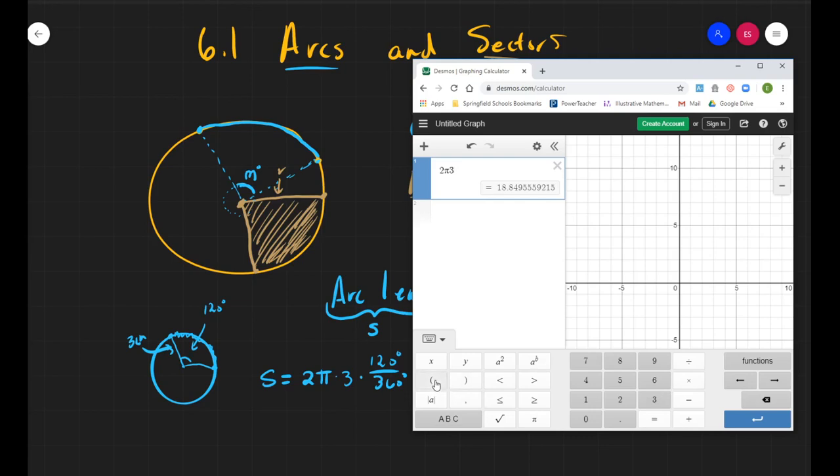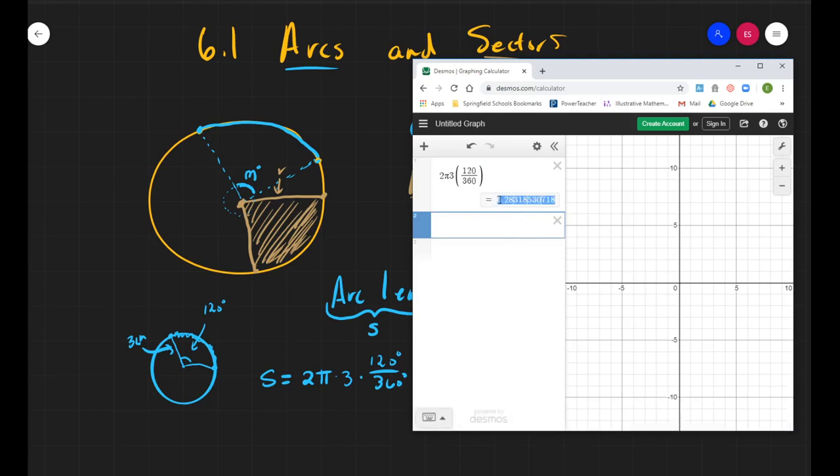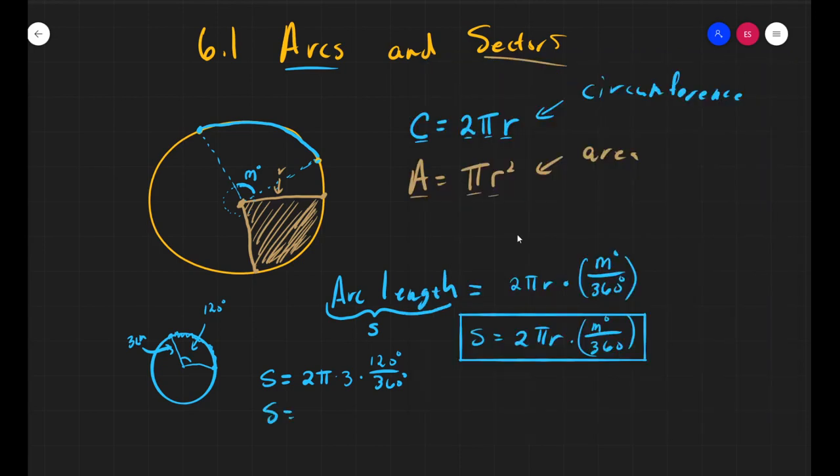times 120 degrees divided by 360 degrees. And we hit the equal button. So we get that the length of our arc is 6.28 centimeters. So S equals 6.28 centimeters. Okay, so that'd be our arc.